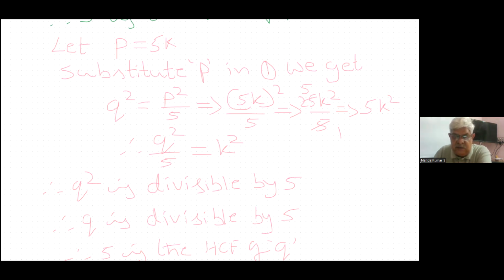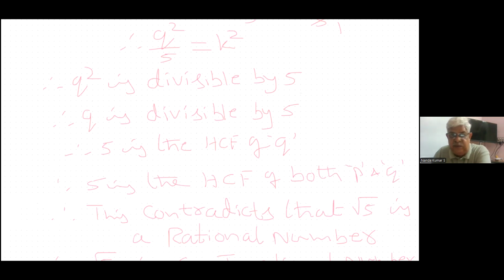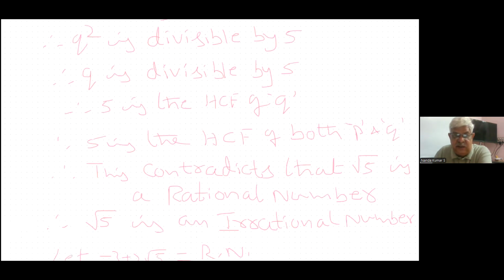Now remember the steps. The step is q square is divisible by 5. q is divisible by 5 because if a perfect square is divisible by a number, its square root is also divisible by the same number. Therefore, 5 is the HCF of q. Now, children, we have proved 5 is the HCF of both p and q.